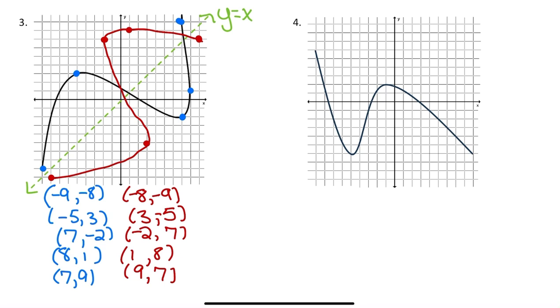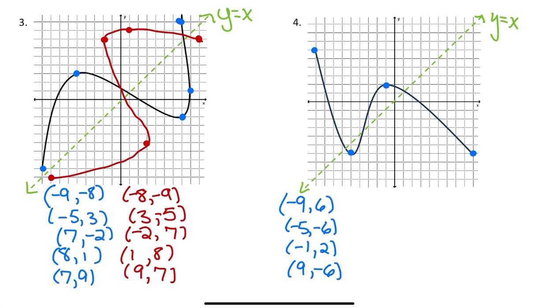For our next one, we need to plot our reflection line. Happens to be a square graph, so I can take advantage of that and just do the diagonal. And then we're going to plot our points. First point plotted is going to be at (-9, 6), (-5, -6), (-1, 2), and then (9, -6). Then the inverse of each of those by swapping x and y.